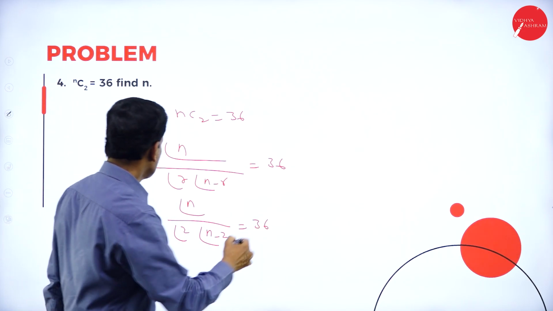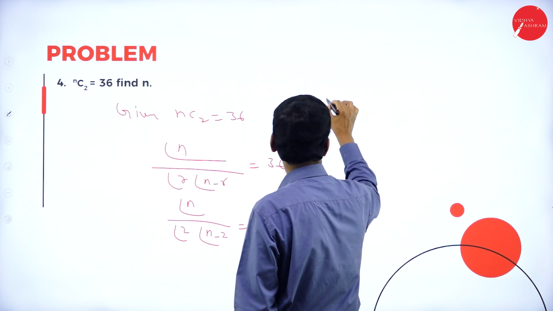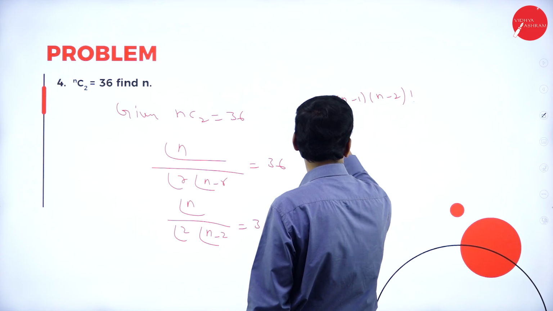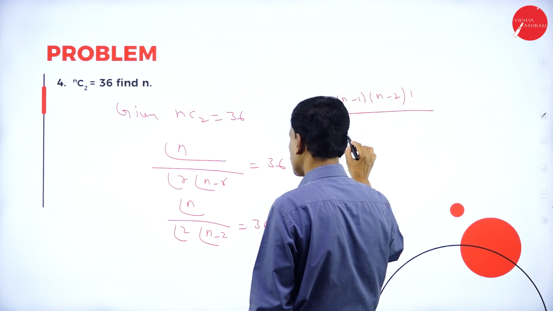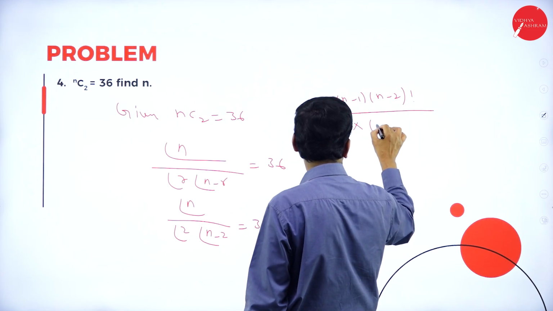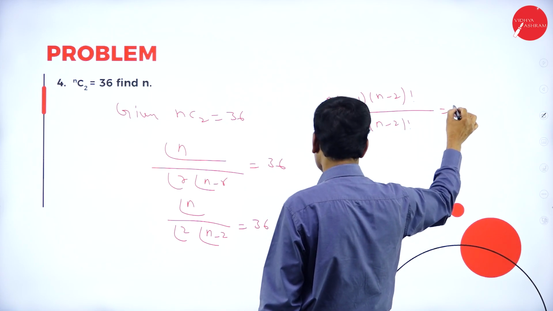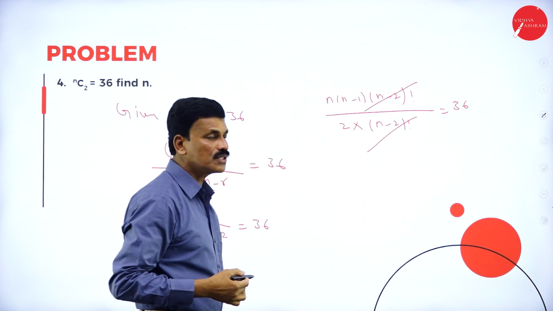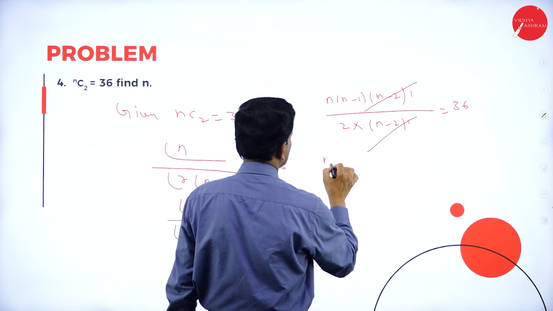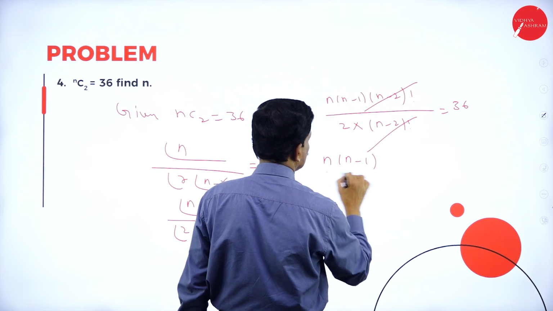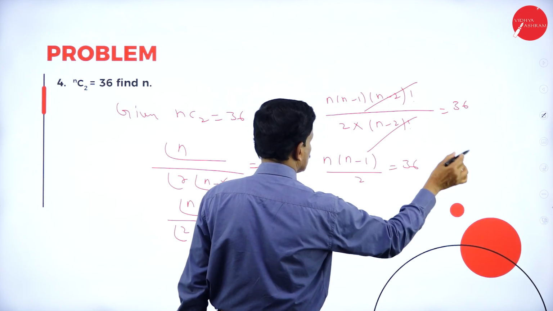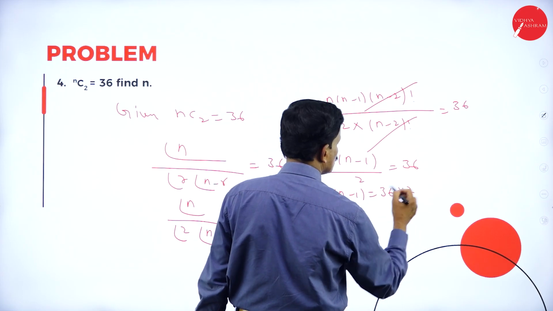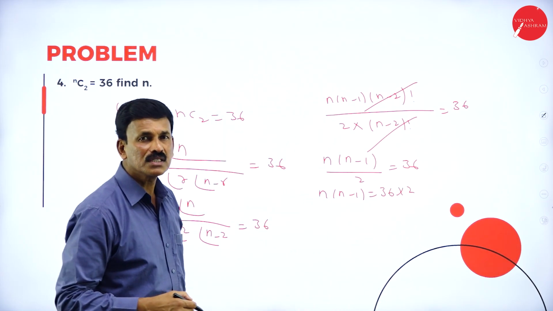Now, what is this equal to? N factorial is nothing but N into N minus 1 into N minus 2 factorial, divided by factorial 2 is 2 into factorial of N minus 2, equal to 36. So N minus 2 factorial gets cancelled. What is left over is N into N minus 1 divided by 2 is equal to 36. Cross multiply: N into N minus 1 is equal to 36 into 2. Simplify this, that's it.